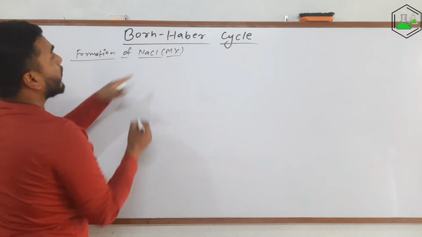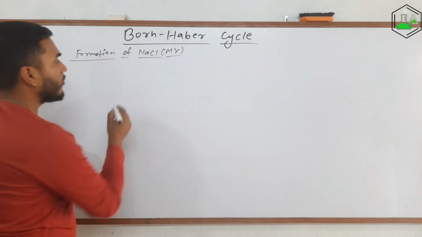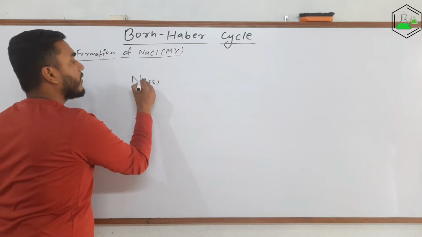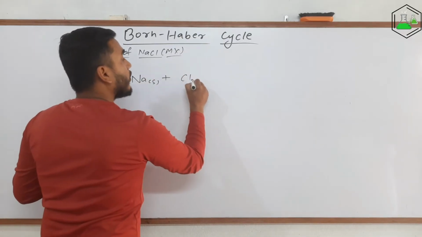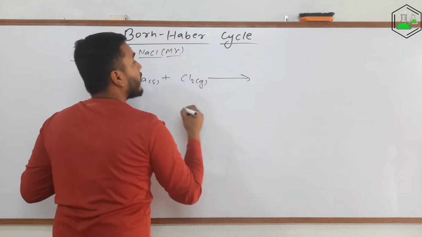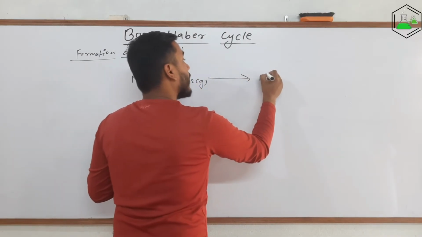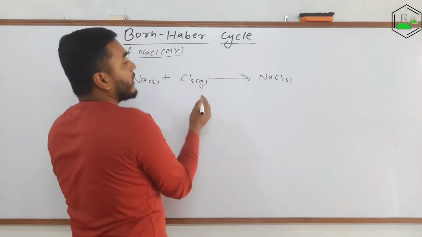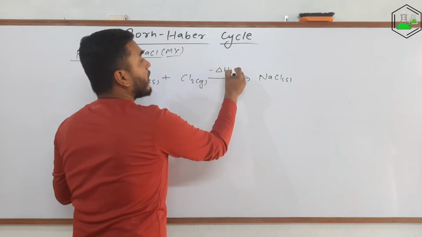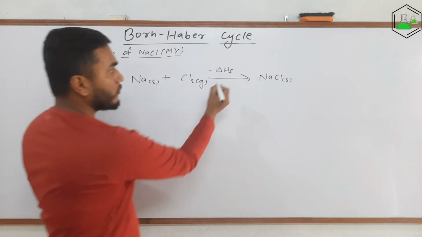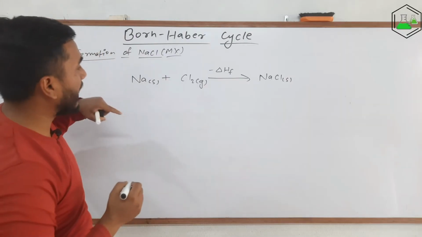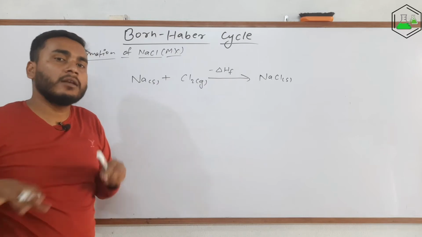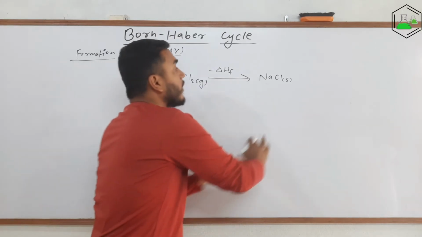Why MX? There is one metal, one non-metal. So the reaction will be like this. Sodium in solid state will react with chlorine in gaseous state, and it will form what? Yes, you are correct. NaCl, sodium chloride in solid state. While undergoing this reaction, it will lose some energy, that is called enthalpy of formation. So you understood this method. But Hess's law says that this reaction will not happen directly, but there will be a set of other small reactions that will lead to the product.